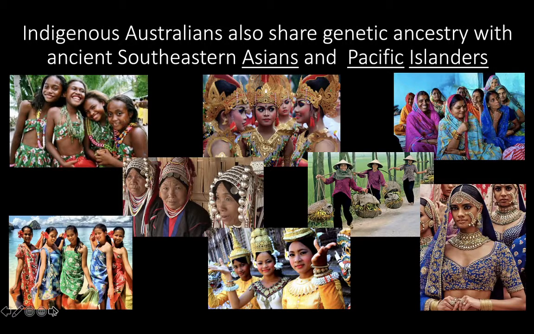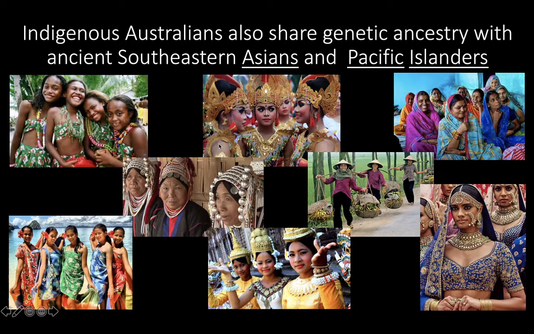So Indigenous Australians also share some genetic ancestry with ancient Asians, Southeastern Asians and Pacific Islanders. That's not modern Asians and Pacific Islanders, but just like when we talked about the prehistoric people of Europe, how there were Neanderthals throughout Europe, there were other human-like species, hominid species, in Asia. There was another one similar to Neanderthals in Asia that we found had genetic heritage with the Aboriginal people.